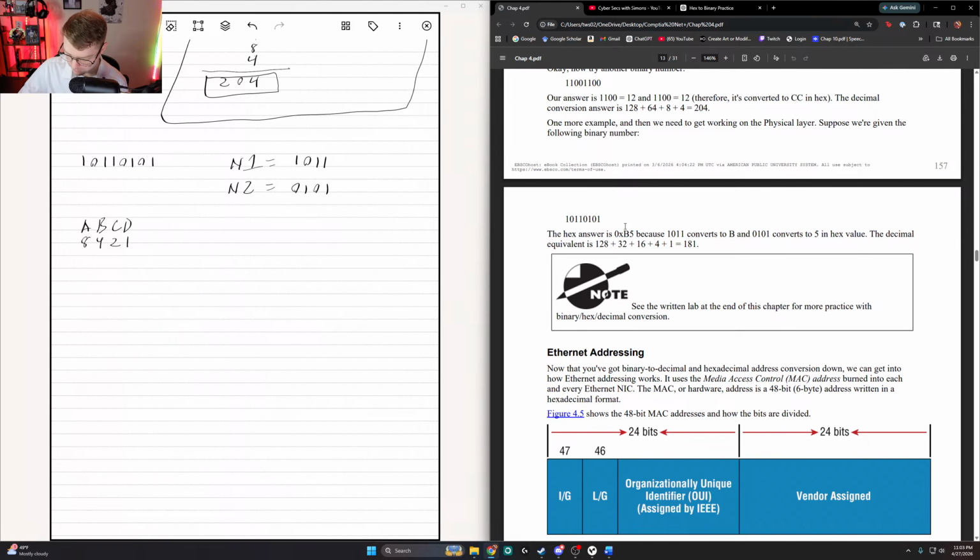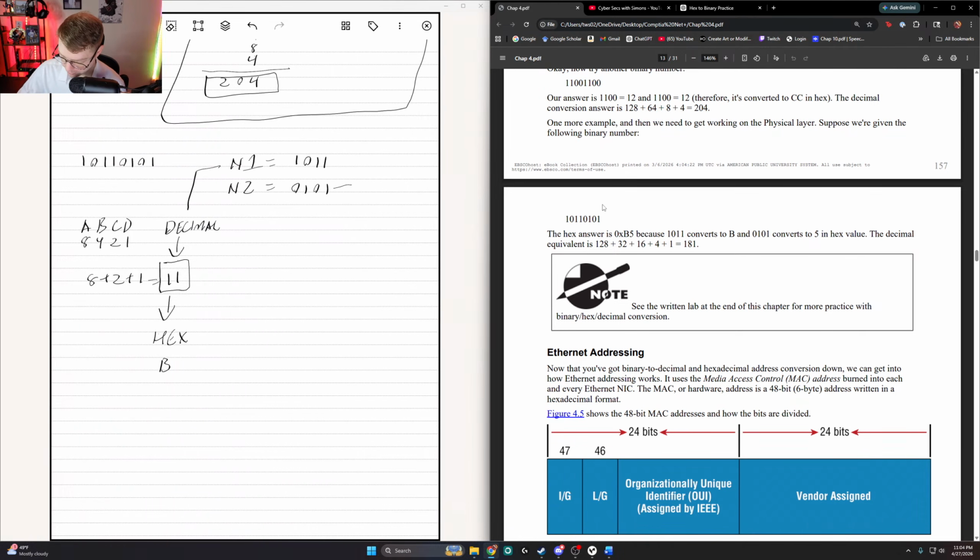In our first nibble, we have 8 turned on, 2 turned on, and 1 turned on. So 8 plus 2 plus 1 equals 11. All right, that's our nibble converted to decimal. So nibble 1, decimal. And then our decimal to hex. Remember, we go up to 9. 10 is A, 11 is B. So hex would be B.